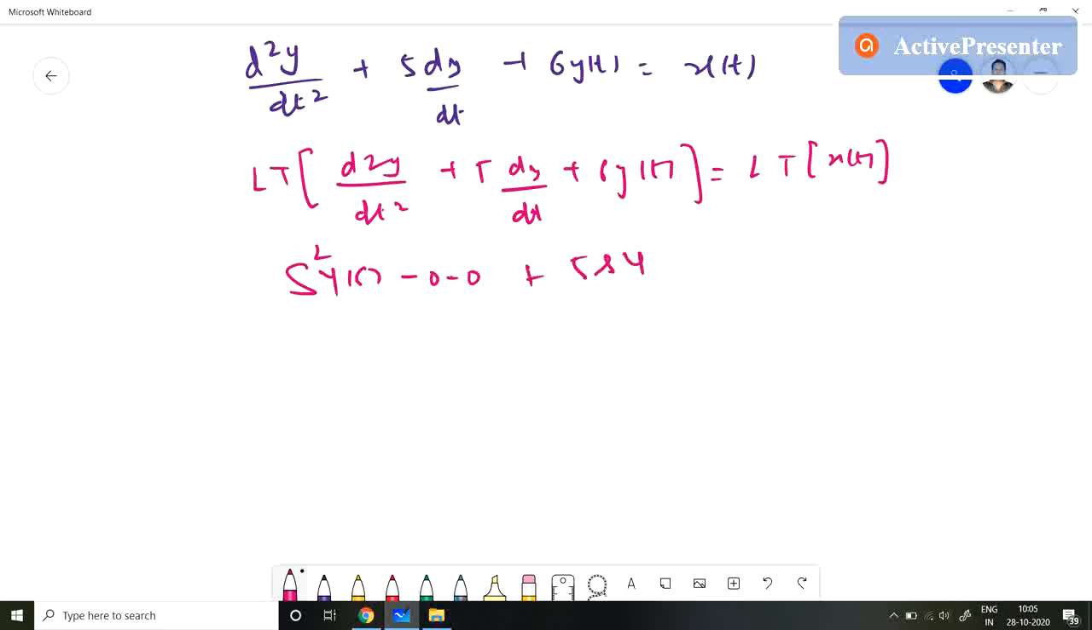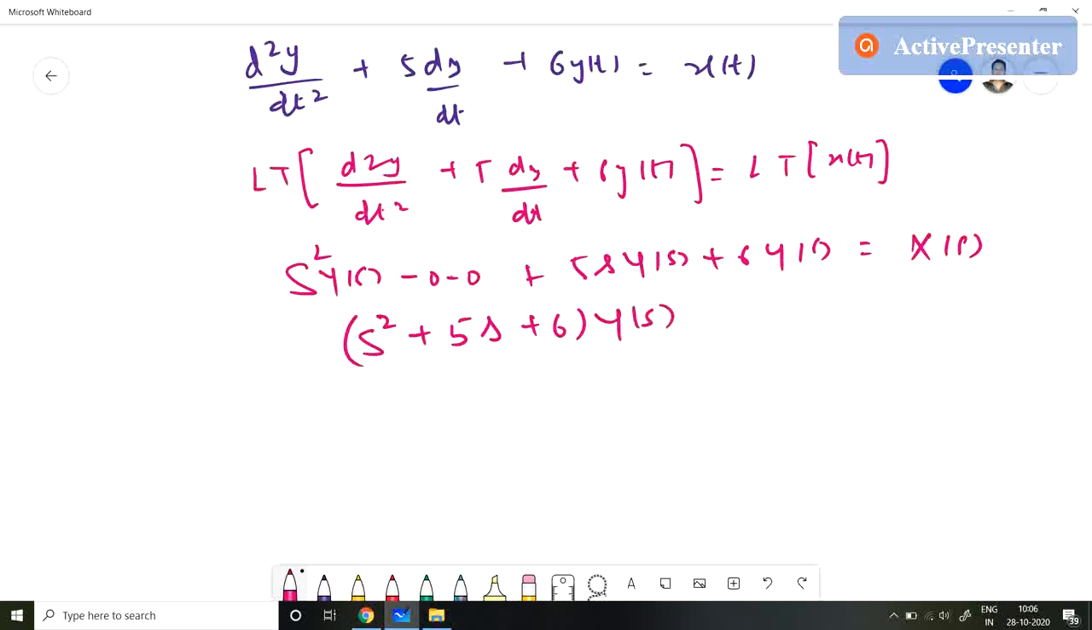And then 5sY(s), because all initial conditions are equal to 0. That's why I have written this. And the Laplace transform of x(t) is X(s). So (s² + 5s + 6)Y(s) = X(s). So Y(s) is written as X(s) divided by s² + 5s + 6. So this is the Laplace transform.